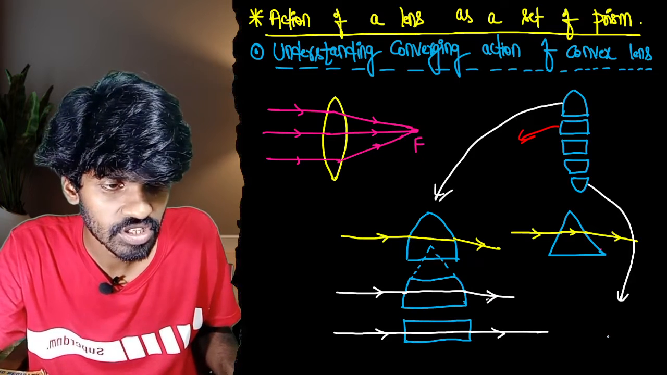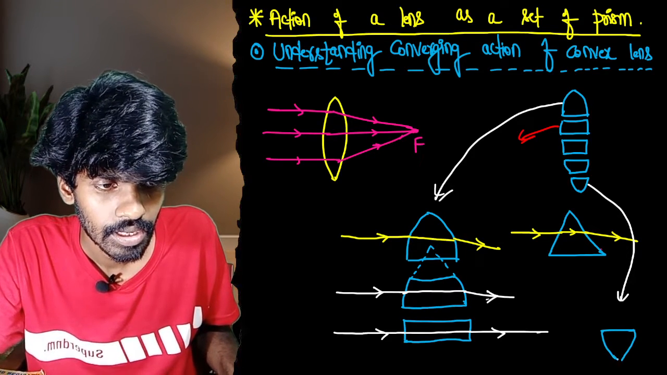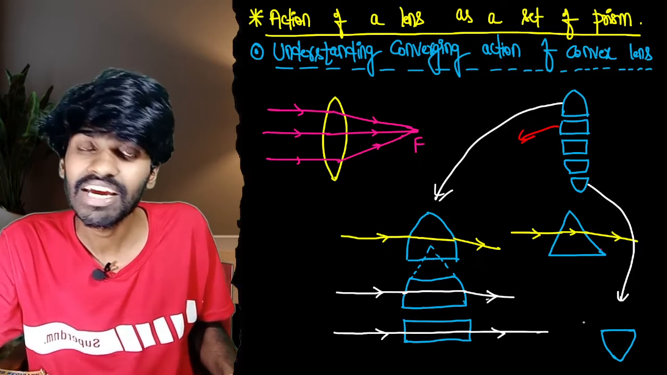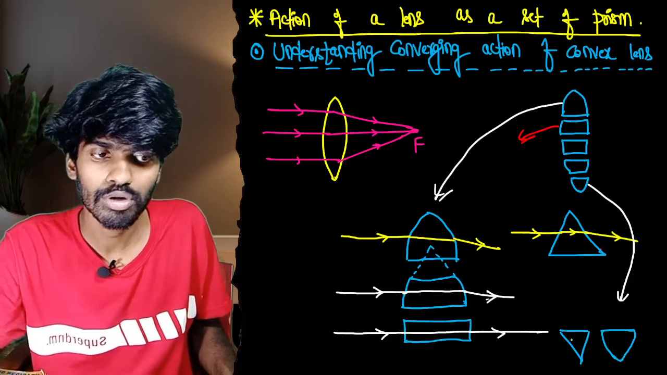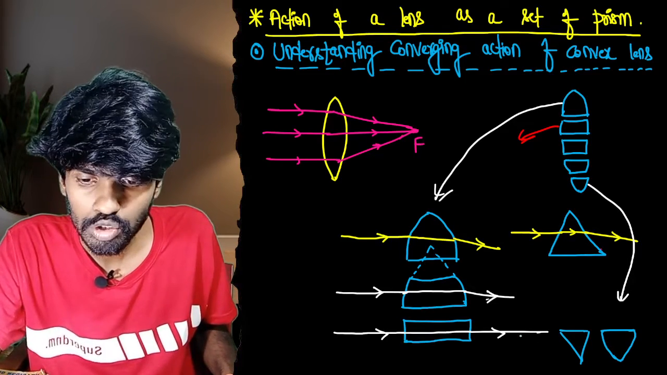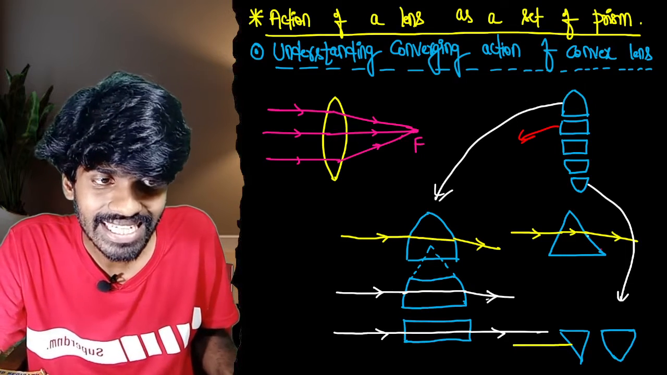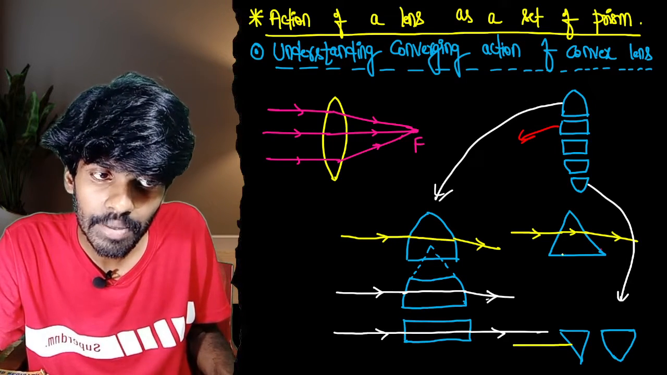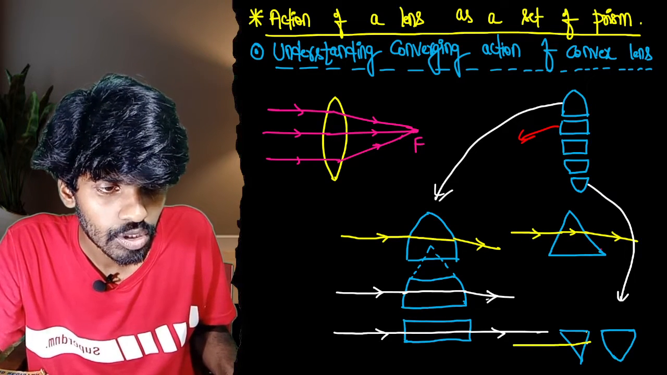So let us first draw it. It will look like this. You can see that it behaves like an inverted prism, an inverted trigonal prism. So what will happen in this situation? If a ray is coming into it, as you can see, it will bend toward the base. For understanding the direction, you can see toward the base.